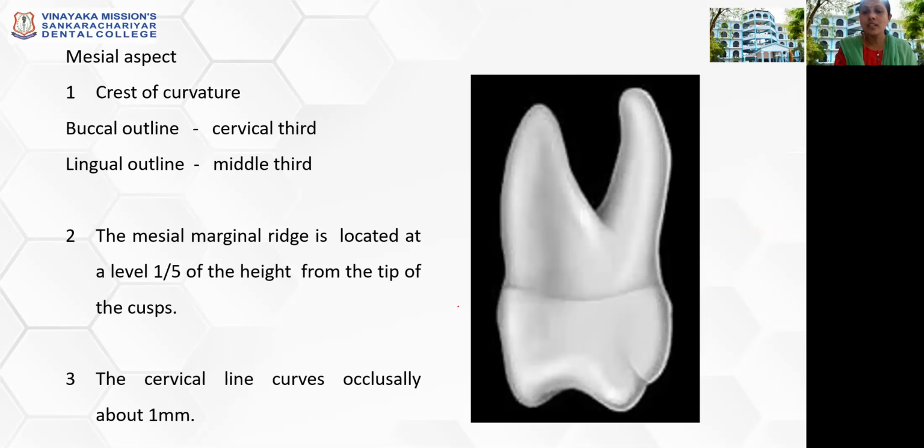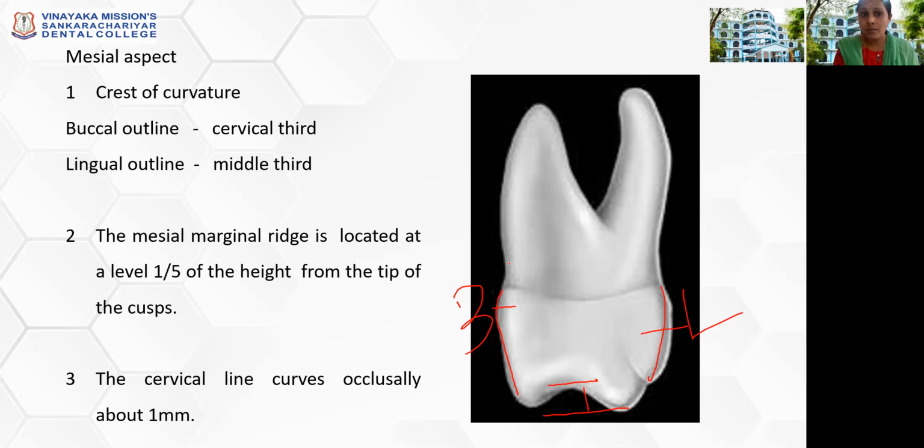In the mesial aspect, this is the buccal surface and this is the lingual surface. The mesial marginal ridge is almost straight and is located at 1/5 the height of the tip of the cusp. The cervical line curves occlusally about 1 mm, which we have already seen. The lingual surface is almost convex and has maximum convexity in the middle third, and the buccal surface is convex only in the cervical third and then runs straight. So maximum convexity is present at the cervical third.